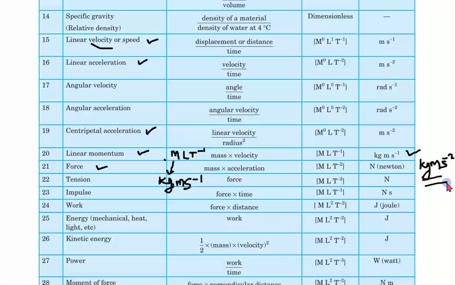You have to know this one. It is necessary, compulsory. You have to know it. Newton is equal to kg meter per second square.